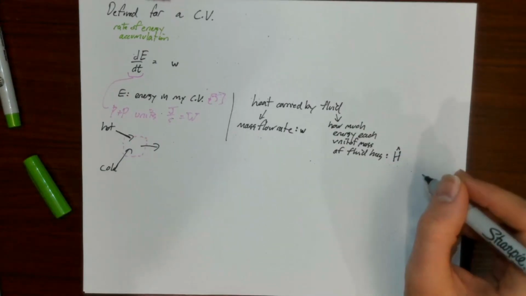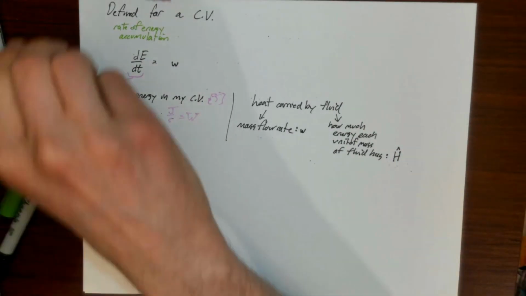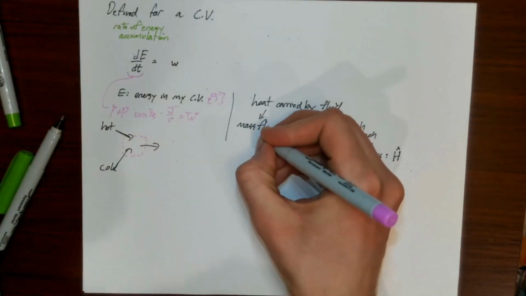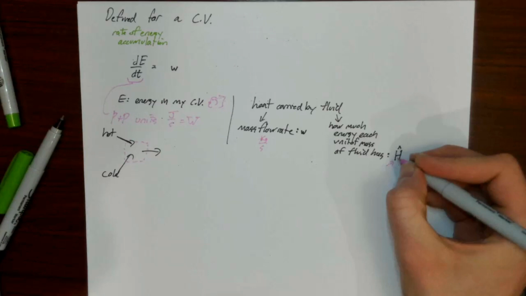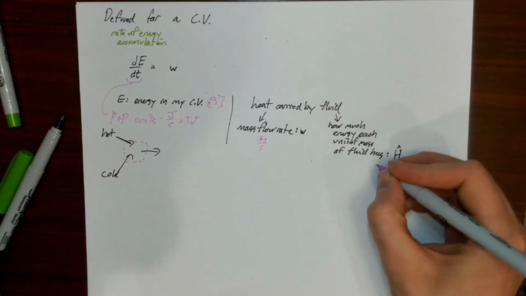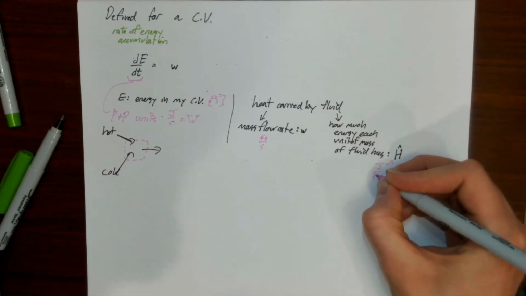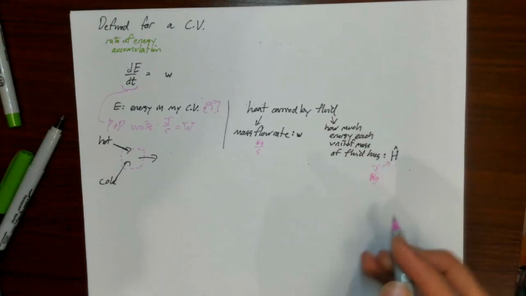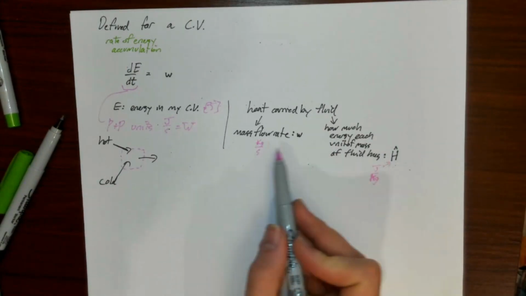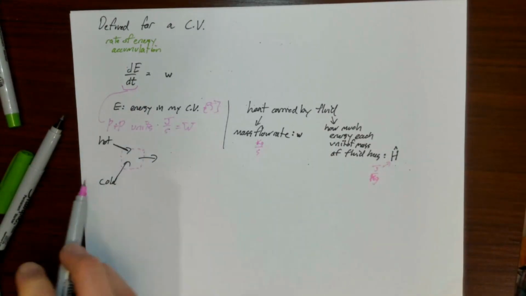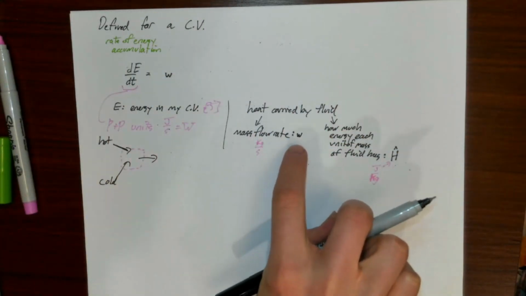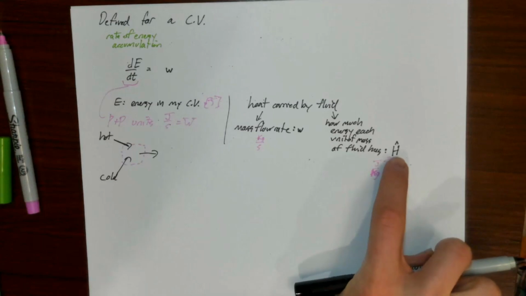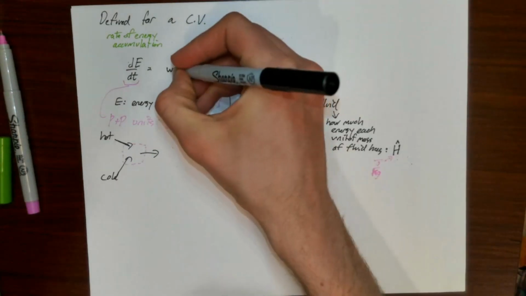So this is what's going in. If I think about units, mass flow rate has units of kilograms per second, and this H hat has units of joules per kilogram. So when I multiply these two terms together, I get joules per second, which is consistent with watts. So the heat carried by the fluid is proportional to the mass flow rate, but also proportional to this H hat.